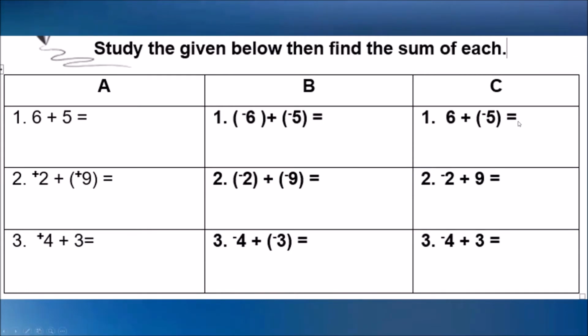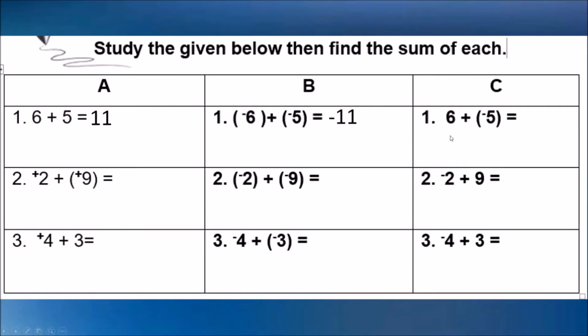At ang final sum na sign ay nakadepende kung ano ang sign ng bigger number. So, column A, number 1, 6 plus 5. Parehas yan, 6 plus 5 is equal to positive 11. Column B, number 1, negative 6 plus negative 5. Parehas yan, 6 plus 5 is 11 and copy the negative sign. So, it is equal to negative 11.